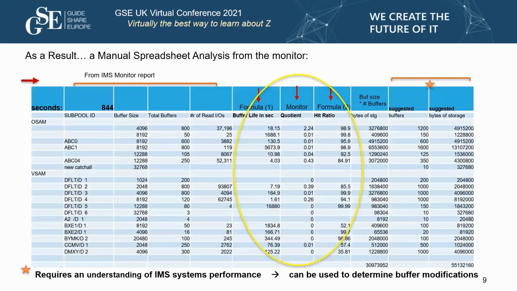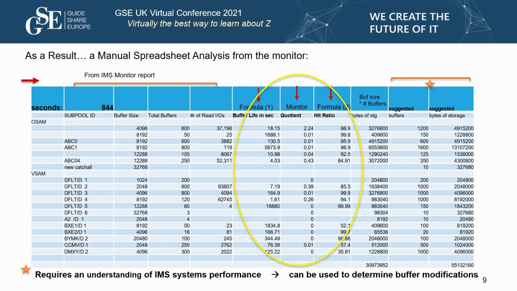This next visual shows an example of a spreadsheet, one that you would need to set up, or as some customers have done, write a program to read the monitor output and apply the formulas. So looking at the spreadsheet, it contains information from the IMS buffer pool reports, along with the formula calculations that we just talked about. The spreadsheet can be used to gain an overall perspective of your buffer pool usage and how much storage is being used.